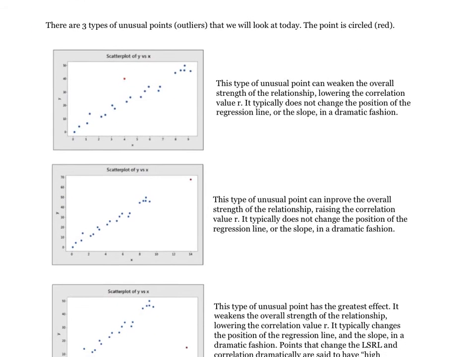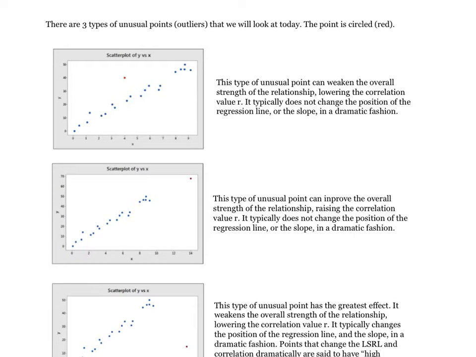So the first one is right here. I circled it with the green pen. This type of unusual point can weaken the overall strength of the relationship, lowering the correlation value r. It typically does not change the position of the regression line or the slope in a dramatic fashion. Notice that the y value for that point is pretty far away from the y values of the other points at that position.